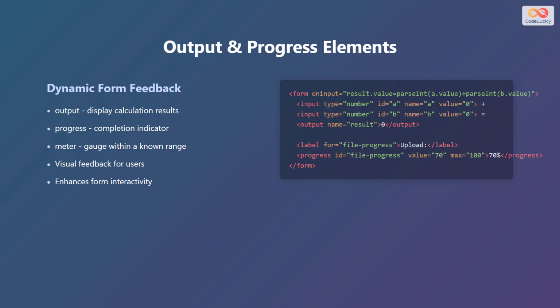Here in the code, we have a simple form that calculates the sum of two numbers using the output element. The progress element indicates that the upload is 70% complete.